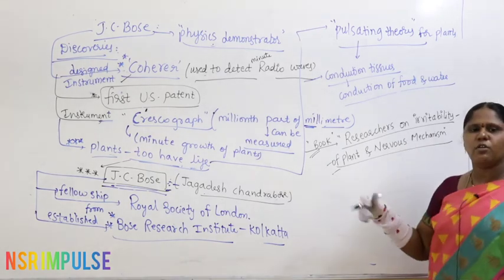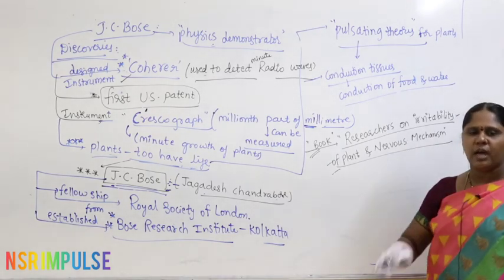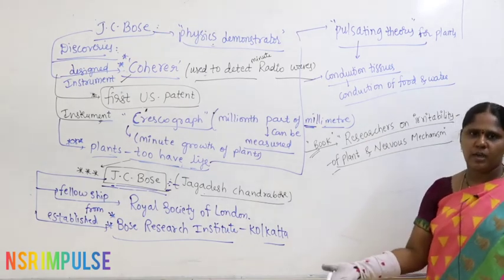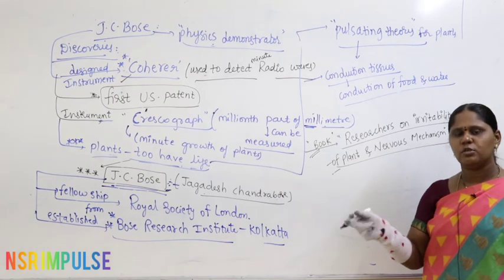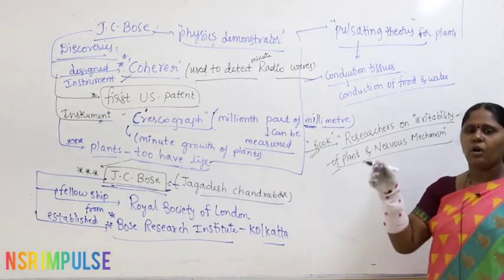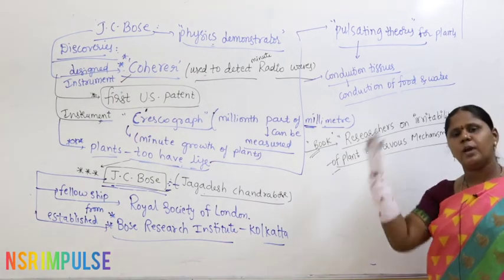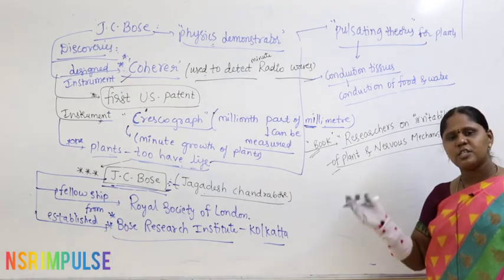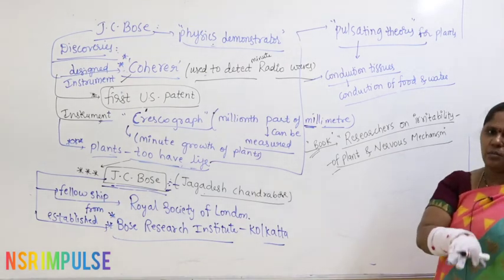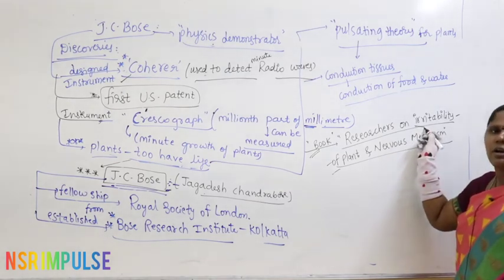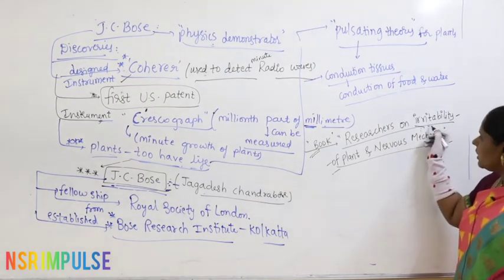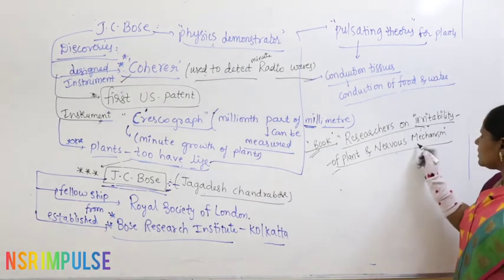What is irritability of plant? The response of a plant towards the environment, the impact of environment on the plant, and for every action there is an equal and opposite reaction, right? What is the impact of environment on plant? In return, the plant responds towards the environment. The plant's response towards the environment is itself called irritability. Irritability of plant and nervous mechanism.